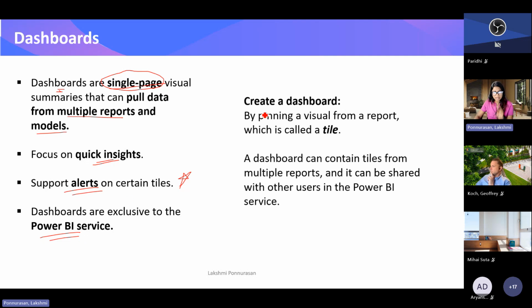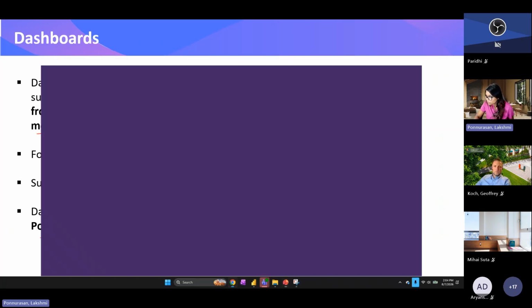How do you do that? I think one of my colleagues had this step by step procedure of how you can create a dashboard. Whenever you see the word dashboard, the first word you should think of is pin. So you have to pin a visual from an already existing report, and that is called a tile. So what you do is you pick a visual from another report and you pin it on your particular dashboard. So keep in mind this word pin and tile is important. Now, this particular dashboard can have tiles from different reports, and this dashboard can be shared with everyone. Let me quickly show you how you do that.